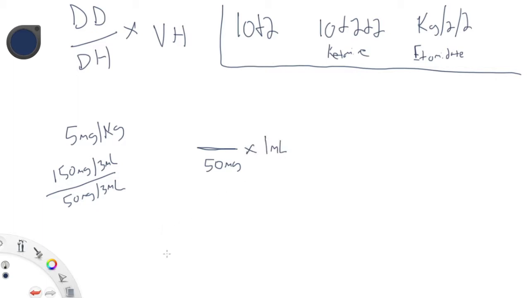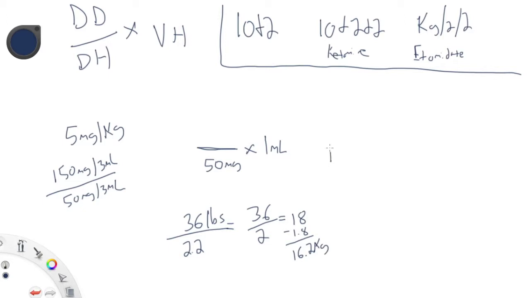What we need to do for this method is convert their pounds to kilograms. Let's say they are 36 pounds. We're pretty good at converting this to kilograms, which is dividing by 2.2. You can either use the calculator and figure out the exact answer, or you can do 36 divided by 2, which is 18, and then subtract 10%, which is 1.8, and that gives us 16.2 kilograms. That's our patient's weight, and it's 5 milligrams per kilogram.